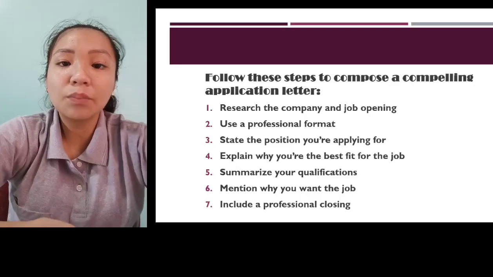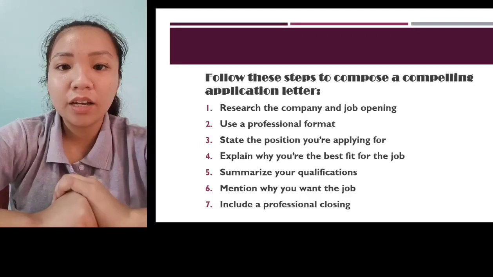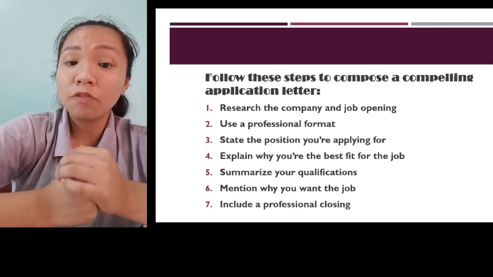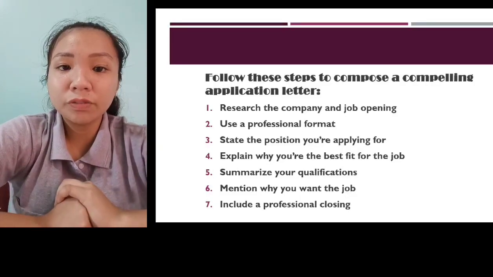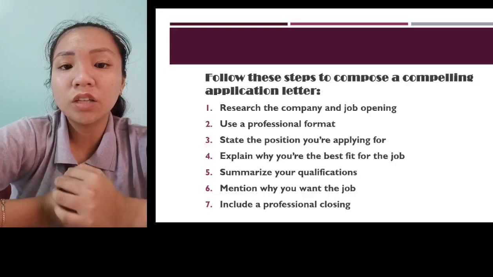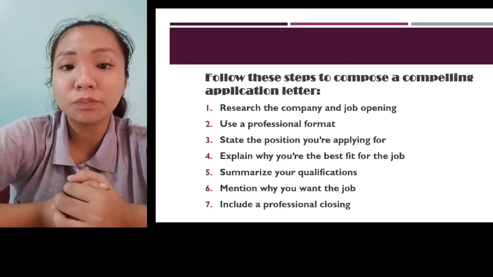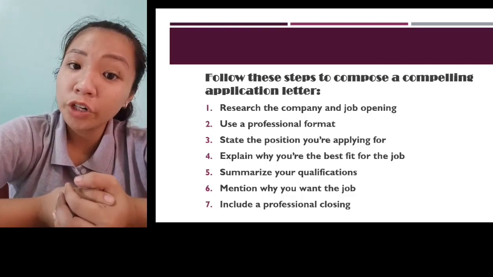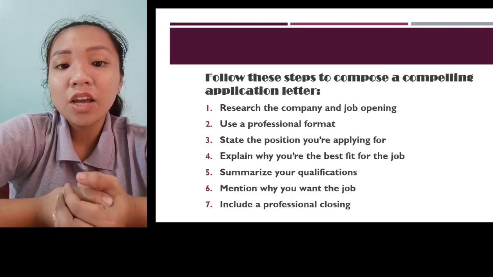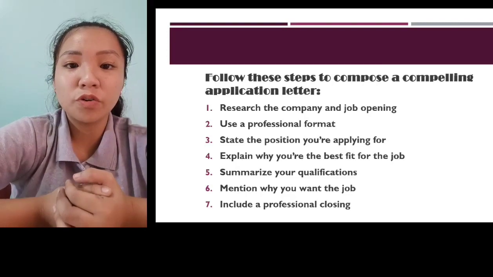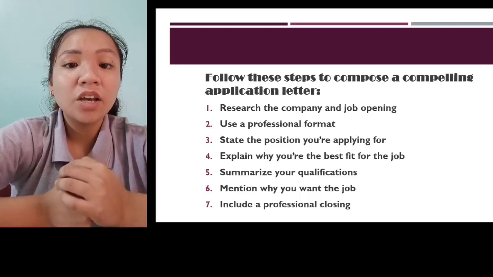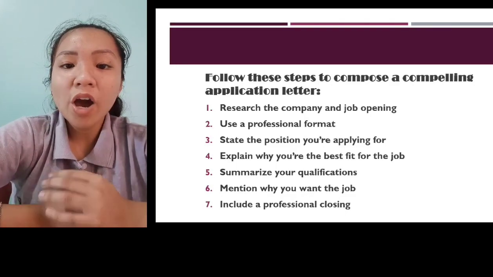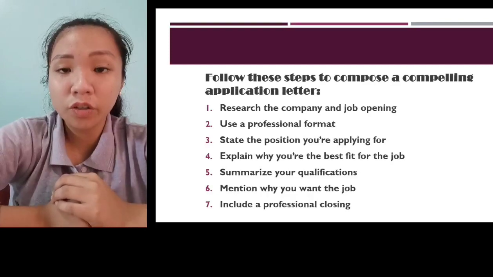Fifth is summarize your qualifications. Mention the top qualifications that make you a good fit for the job. Provide a brief summary of your background that highlights the most important points from your resume. Consider what you want the hiring manager to know first. The reader will likely read your cover letter before reviewing your application. So this is your opportunity to make a compelling argument for why the reader should review your resume.